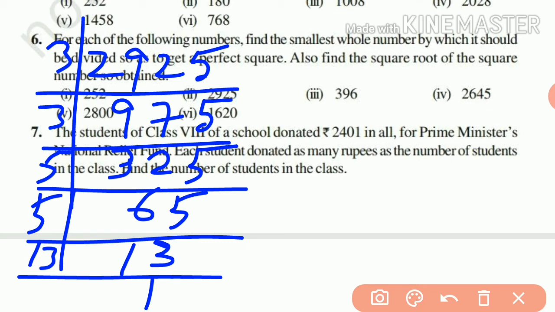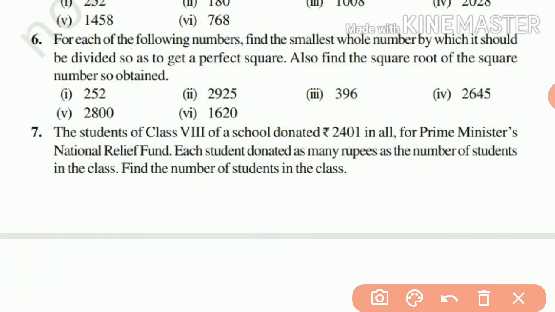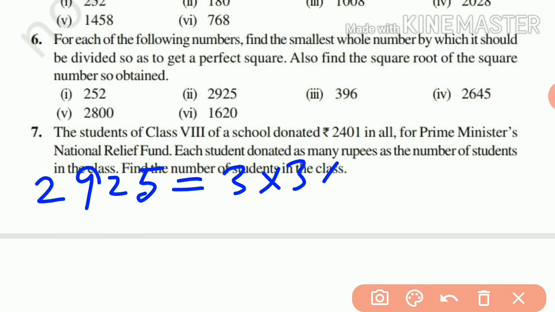So the factors of this number are one pair of 3, one pair of 5, and there is no pair of 13. So we can write the number 2925 as the prime factors 3 into 3 into 5 into 5 into 13.